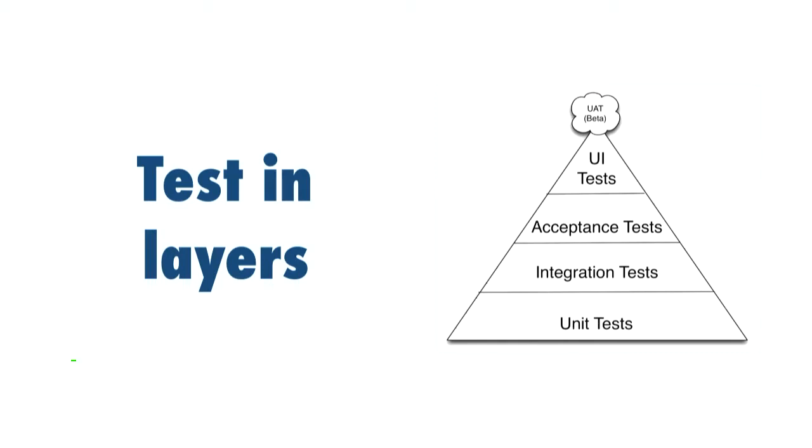As you go up the pyramid, your tests are going to be slower to write because you have to deal with more of the world as you have crossing more boundaries, either mocking them or using live services. And they're going to be slower to run because you're exercising more code.